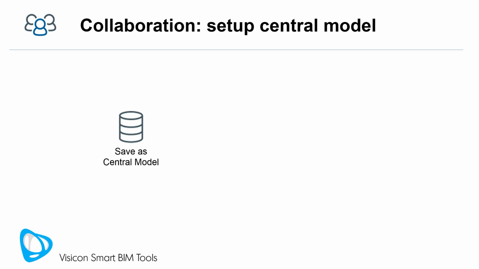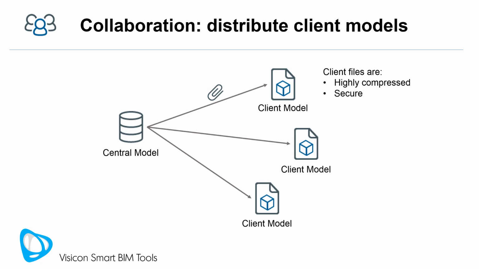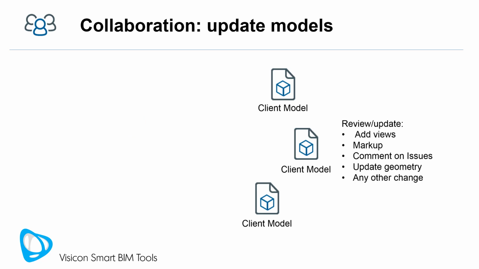How does it work? You start by saving your VisiCon file as a central model. You then distribute client models. These are highly compressed, secure files that have encryption and password protection. Because of their small size, the easiest way to distribute them is just as an email attachment. The recipients receive your model with any comments or questions that you have.